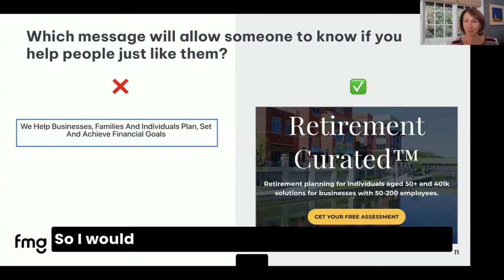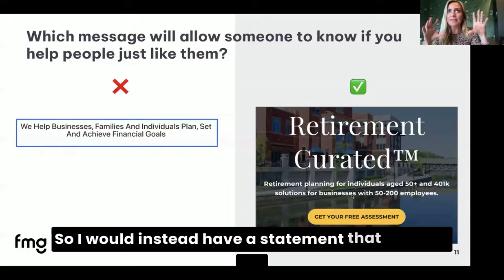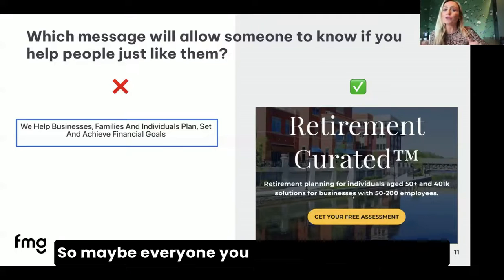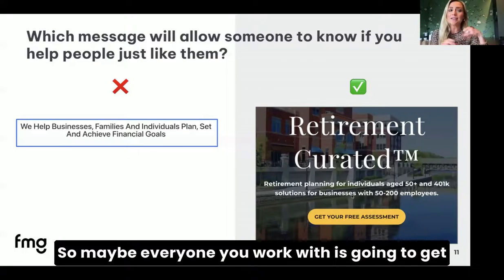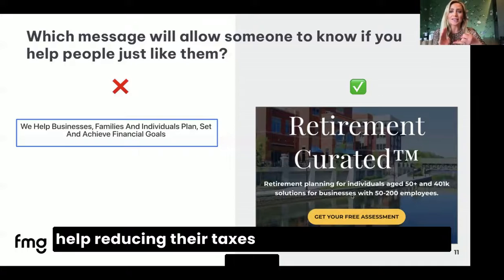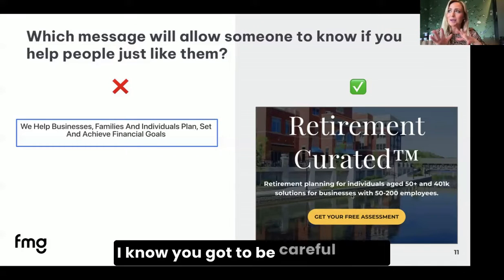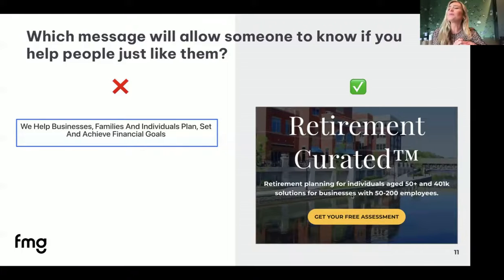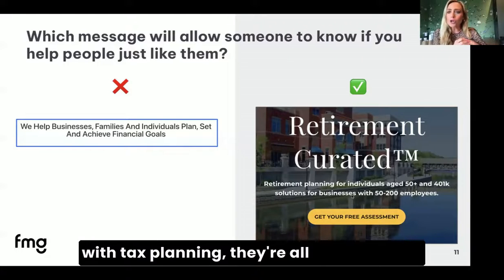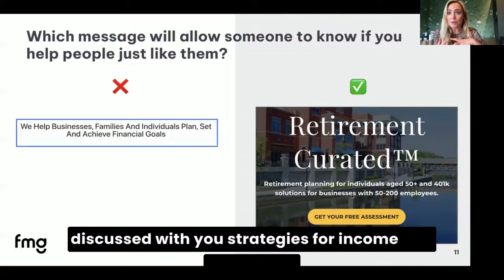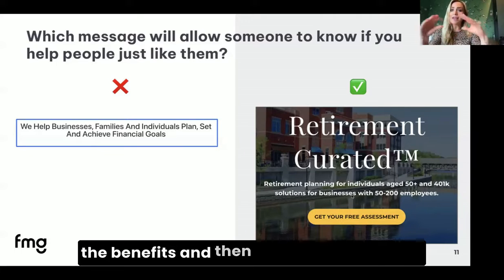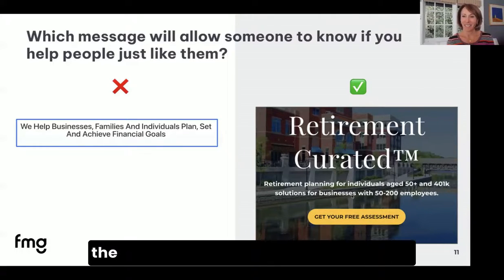Yep. So I would instead have a statement that outlines the benefits that everybody you work with is going to get. So maybe everyone you work with is going to get help reducing their taxes. I know you've got to be careful about complying with the tax one. But with tax planning, they're all going to discuss strategies for income and retirement. And so you can bucket some of the benefits, and then below it go into the individual types of clients you serve.